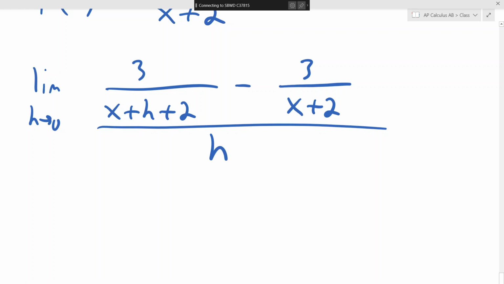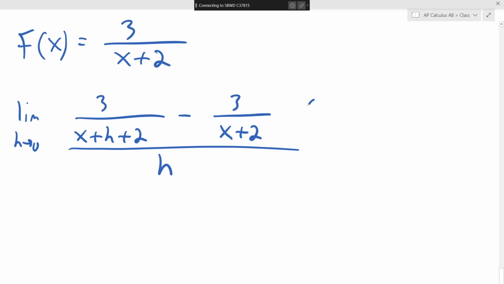Anyway, here's the complex fraction. We're going to get rid of that complex fraction by multiplying by x plus h plus 2.